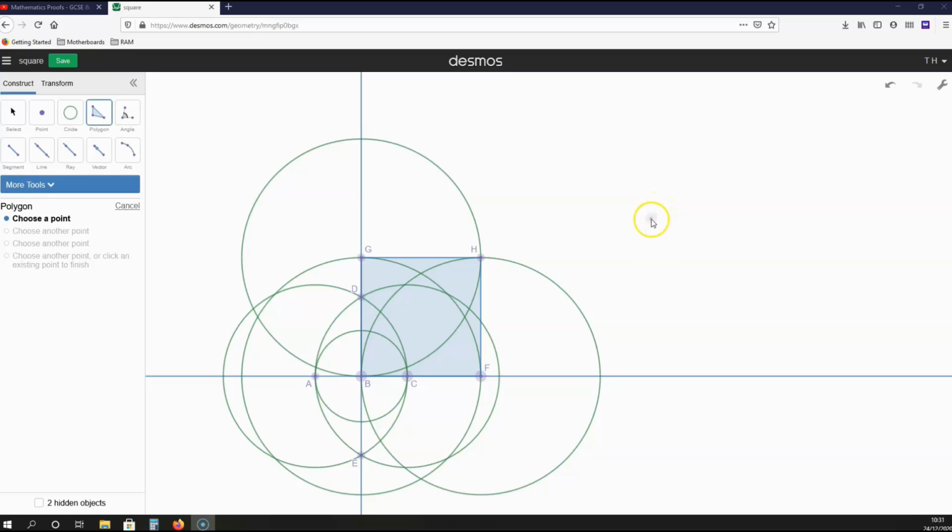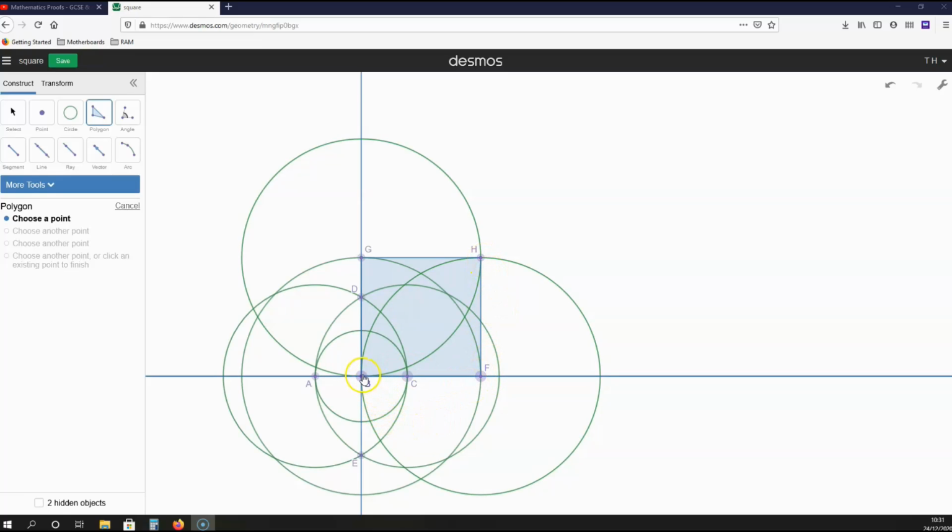Now, how can we tell that this is a perfect square? Well, B to F is the radius of this circle over here, and the same can be said for H to F. Okay, so B to F is equivalent to H to F. B to F is also the radius of this circle over here. And the same is true for G to B, okay? So G to B is equivalent to B to F, which is equivalent to F to H.